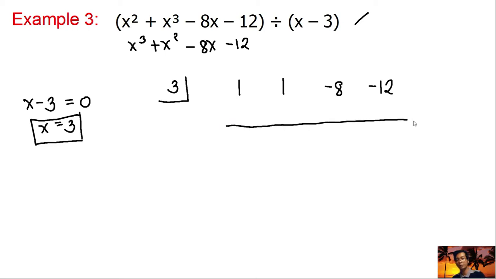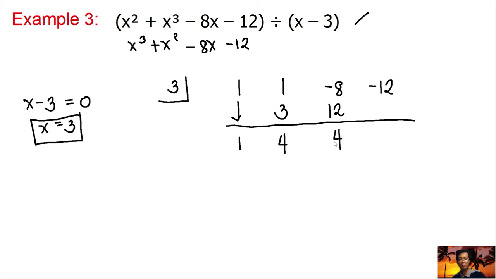Ayan. First step, bring down the first number. So, bring down. So, ito po magiging 1. Next, 1 times 3. Of course, that's equal to 3. Sulat po natin, tatapat natin doon. Next, 1 plus 3, that is equal to 4. Okay? Next, 4 times 3 is equal to 12. Okay, nakakasunod. Next, negative 8 plus 12. So, magkaiba ng sign. That is equal to 4.